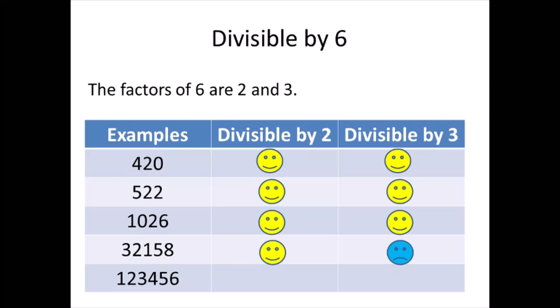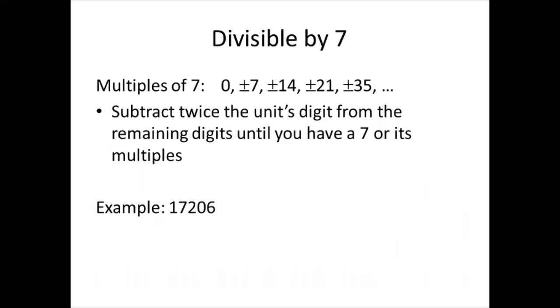divisible by 7. So first, we all know that 7, 14, 21, 35 are multiples of 7. So again, you don't need to count these multiples to arrive at 17,206. How would you know if this number is divisible by 7? So we will follow these instructions.